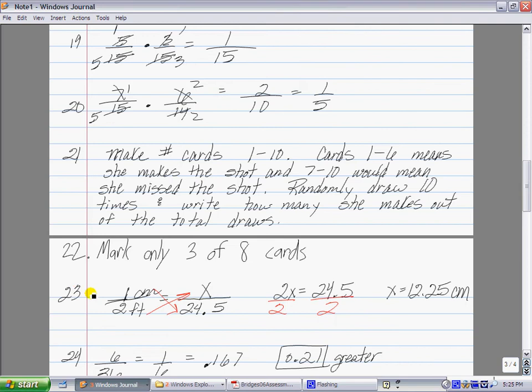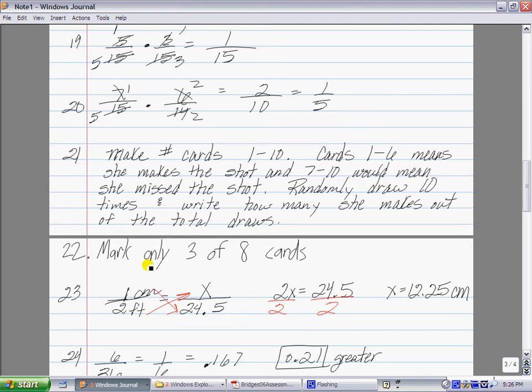So the key part of this question is that it's 3 free throws in a row, not just 3 free throws. So what you want to do is mark only 3 out of a total of 8 cards. You put the cards in a hat or in something else that you could draw them from. And then you want to do a certain amount of trials. It could be 10, it could be 20. The more you do, remember, the more accurate your answer will be.